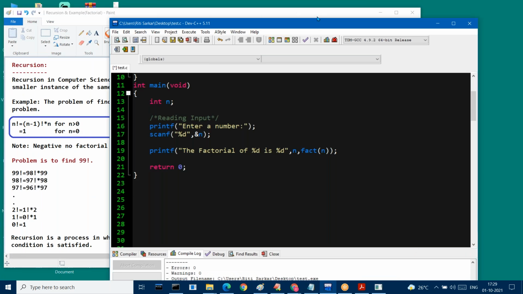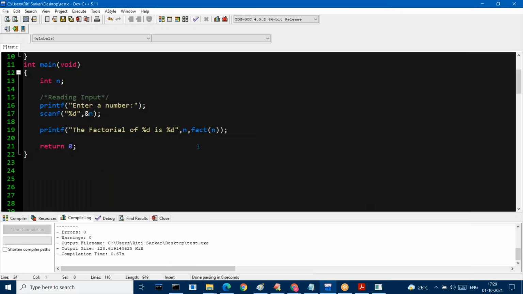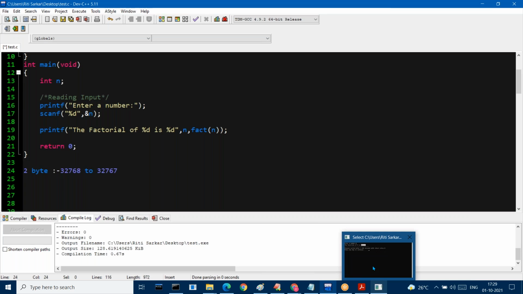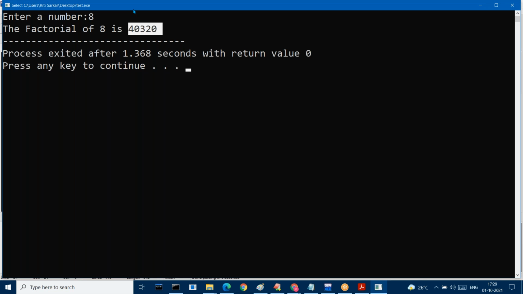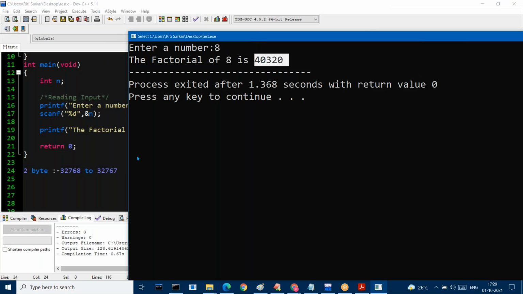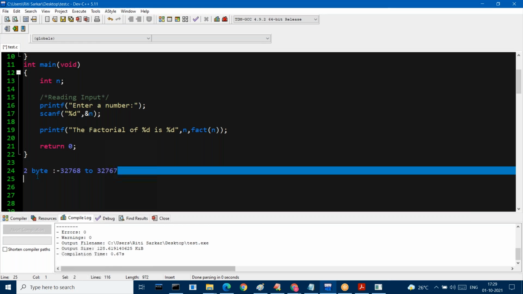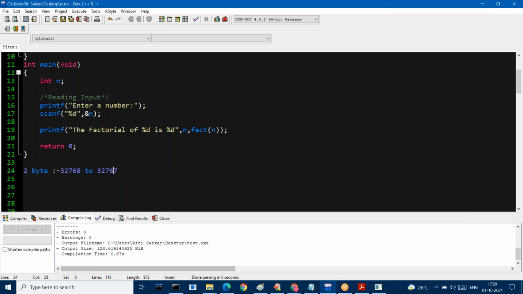Why? Because their integer range is like this: -32768 to 32767. This is the range of integer for a 2 byte integer. That's why when you calculate factorial 8, the value that comes is 40,320. It is beyond the range. That's why you never get the proper output. In those compilers, you have to go for long. But here no problem, because a 4 byte integer means it's a big range.